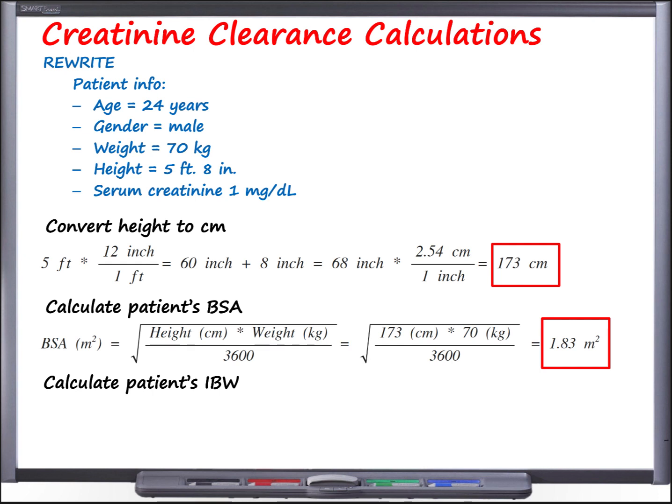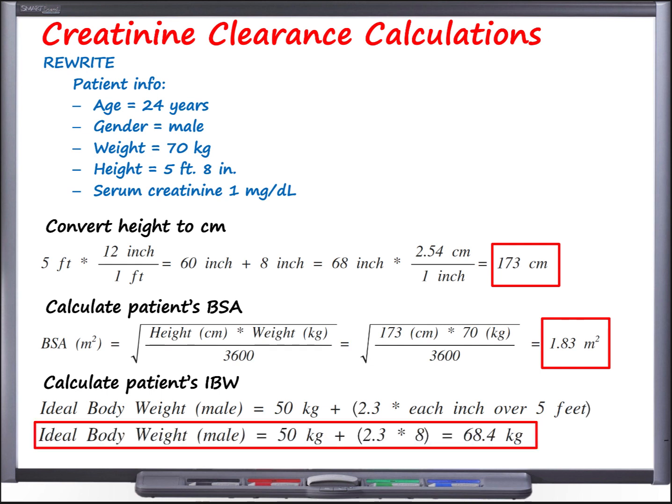Now we need to calculate this patient's ideal body weight. And I'll remind you the ideal body weight formula is slightly different depending on whether you're male or female. So this patient's gender is male, so the formula for the ideal body weight is given here at 50 kilograms plus 2.3 times each inch over 5 feet.